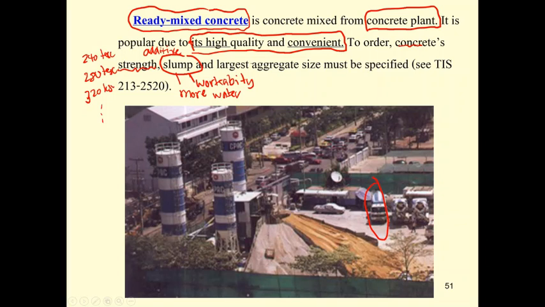However, anyway, you have to pour the concrete into your formwork within 3 or 4 hours. If not, you have to put in some additive, called a retardant, to hold the concrete and delay the hardening of the concrete. Okay, and you also need to specify the largest aggregate size, because it's involved with the distance between the reinforcement. Okay, and everything must follow the Thai Industrial Standard 213.